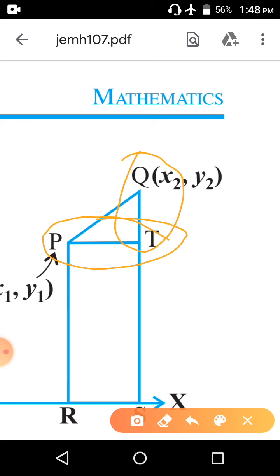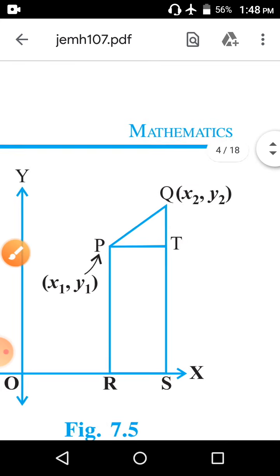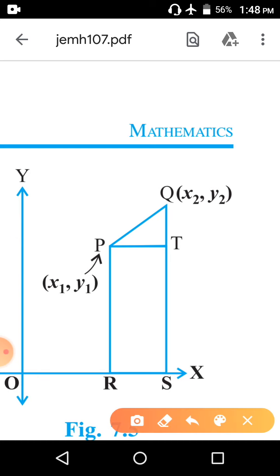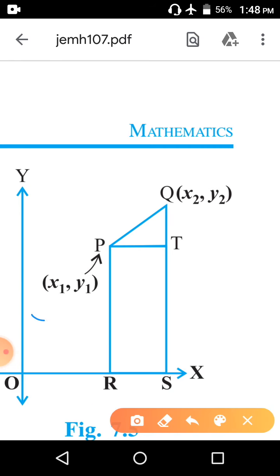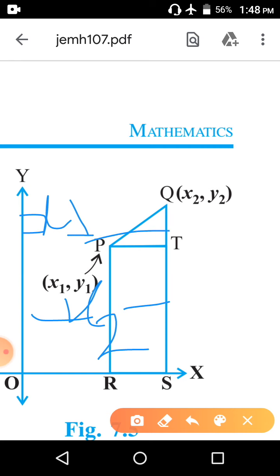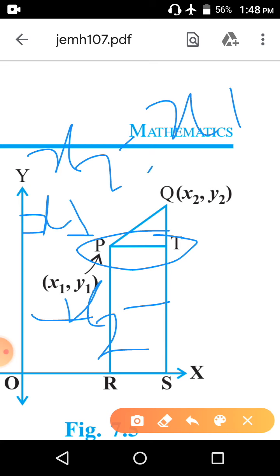So how will you find these two distances? See, from x2 I subtract x1, and from y2 I subtract y1. I will get x2 minus x1. Understand it on the diagram. This distance here is x2 and this distance here is x1. So PT is x2 minus x1, and similarly QT is y2 minus y1.